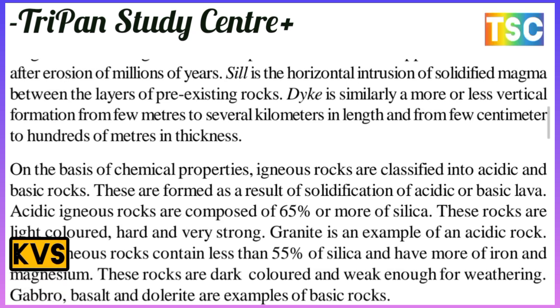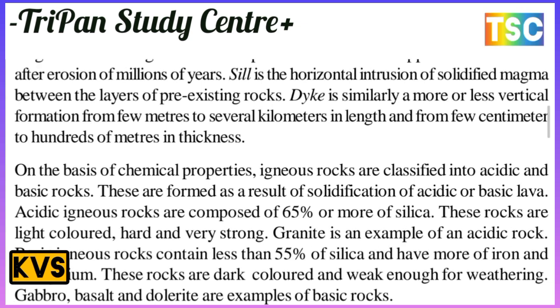On the basis of chemical properties, igneous rocks are classified into acidic and basic rocks. These are formed as a result of solidification of acidic and basic lava. Acidic igneous rocks are composed of 65% or more of silica, and these rocks are light in color, hard and very strong. Granite is an example of an acidic rock, and basic igneous rock contains less than 55% silica.